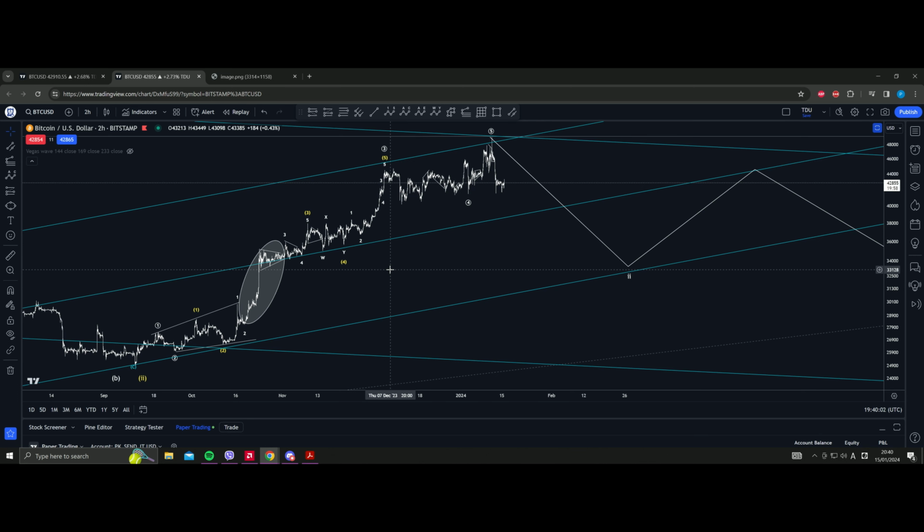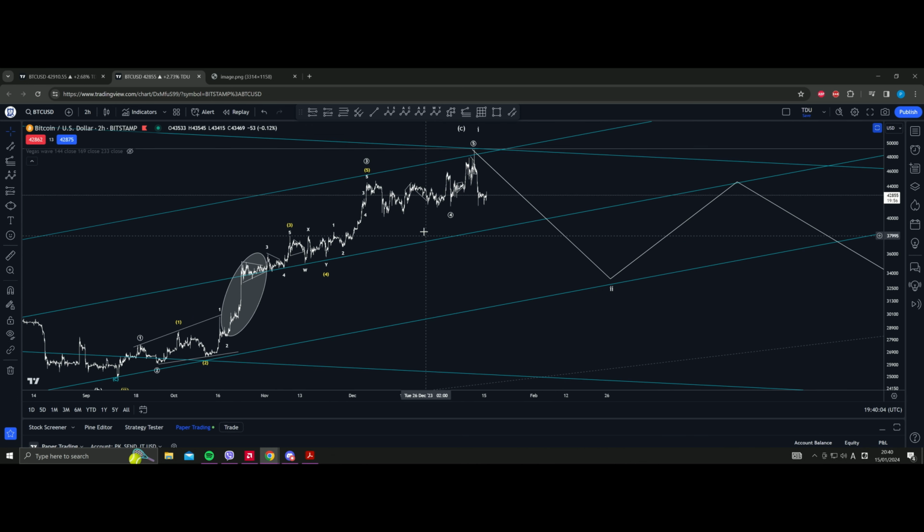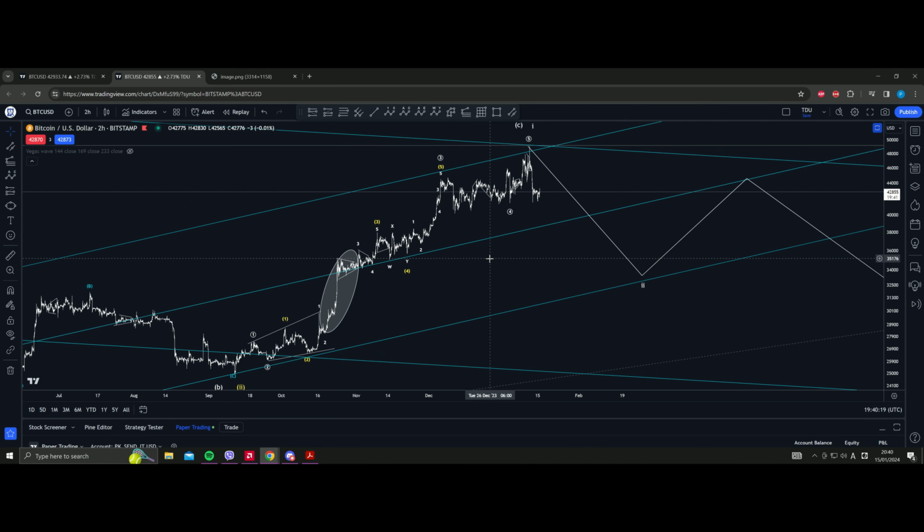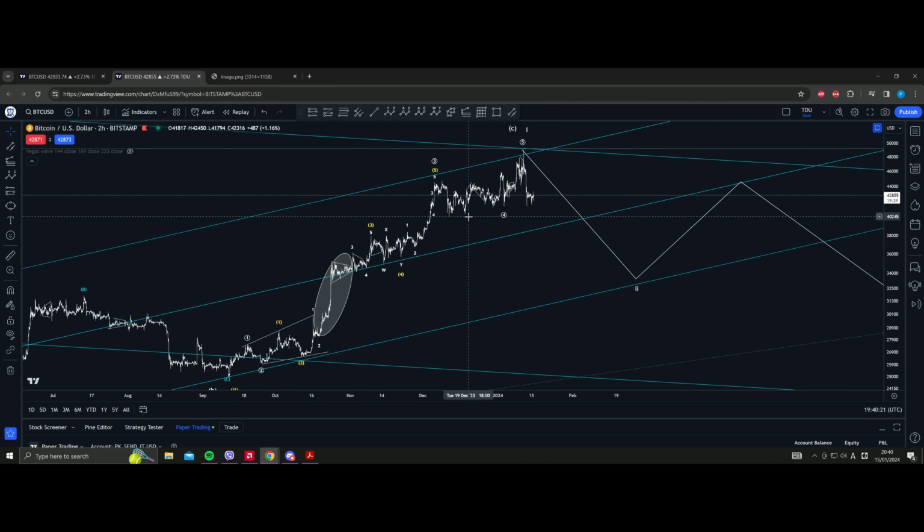Now here's the issue with this. I have plenty of ways of counting this structure here. Just because I could see a squeeze or a count somewhere, it doesn't necessarily help me on a larger time frame to confirm my bias.